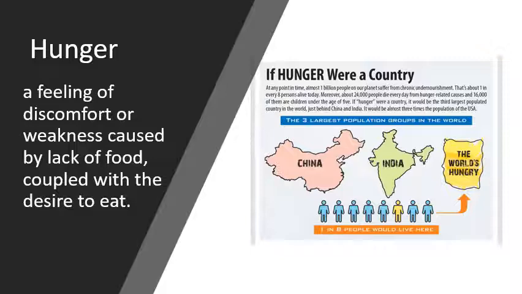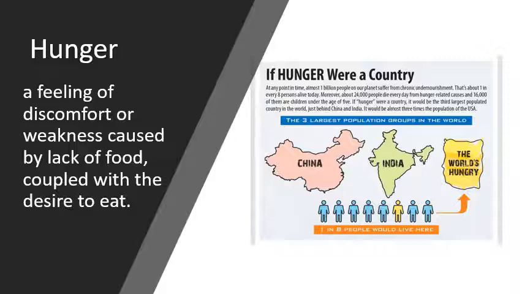Please look at the graphic on your screen. This graphic shows us a visual of if hunger were a country. Now, two of the largest populated places in the world are China and India. At any point in time, almost 1 billion people on our planet suffer from chronic undernourishment. That's 1 in every 8 persons alive today.